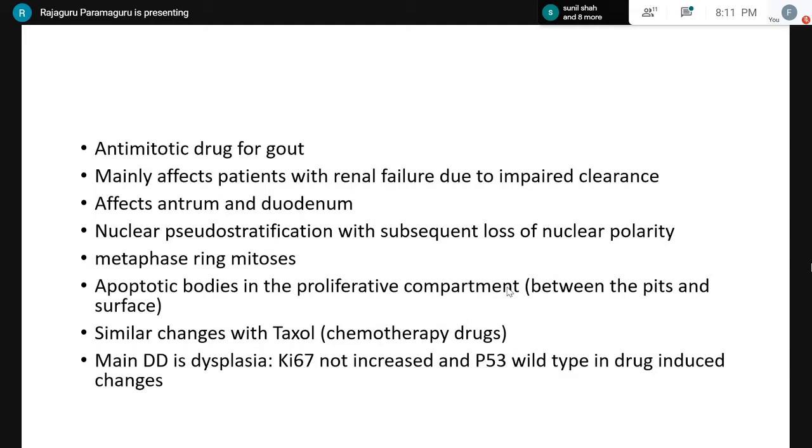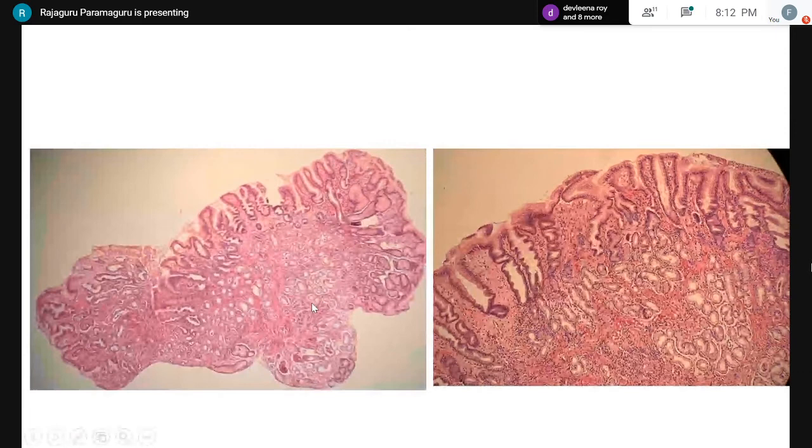This kind of change is also seen with the taxane group of drugs, paclitaxel, docetaxel, and so on. So this has to be kept in mind. When you see certain changes where you're not so convinced of dysplasia, like a lot of mitoses with enlargement of the nucleus, you can ask for a history of chemotherapy drug intake, or a history of gout with usage of colchicine. Then this is another special form of gastritis.